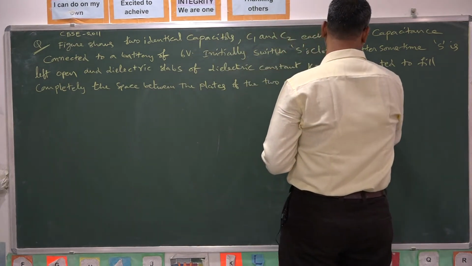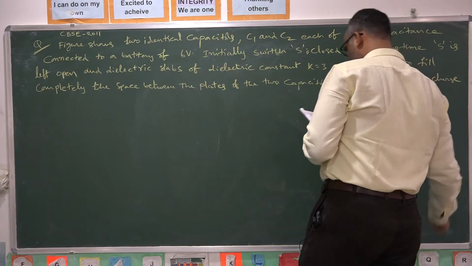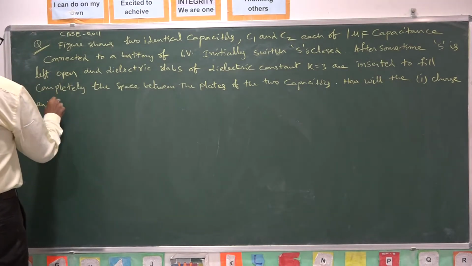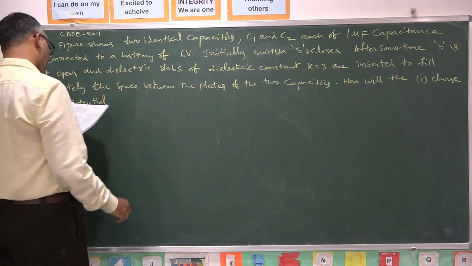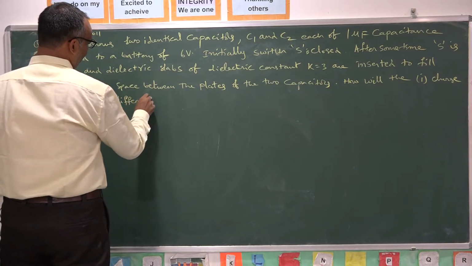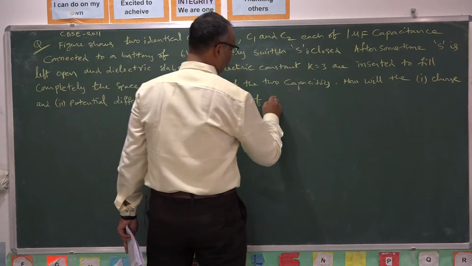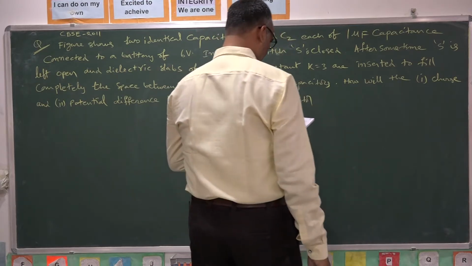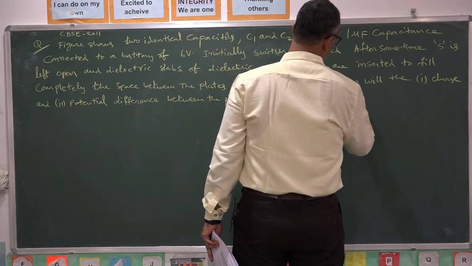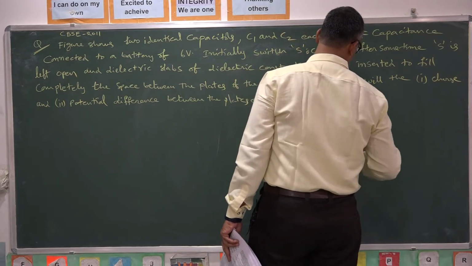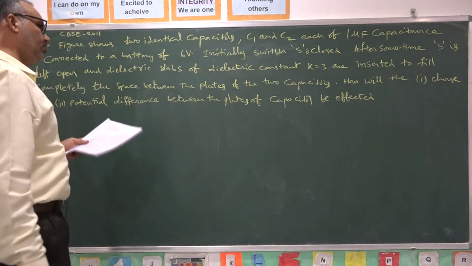How will the first one's charge and the second one's potential difference between the plates of the capacitors be affected due to the insertion of the slabs, after the slabs are inserted?